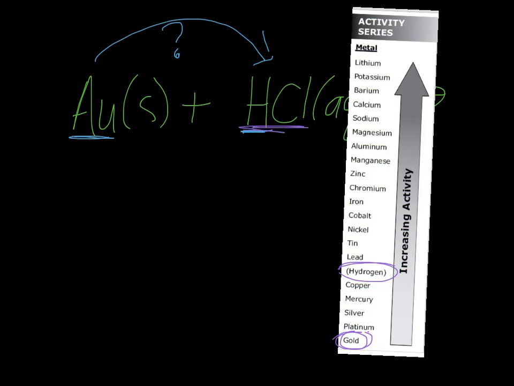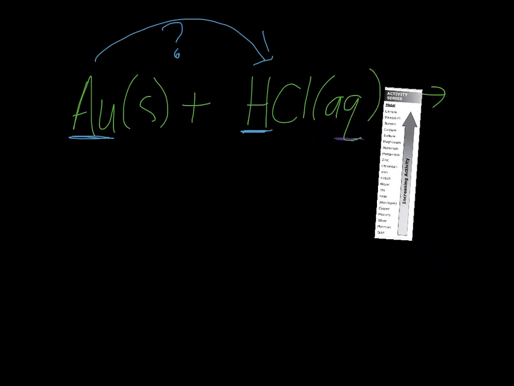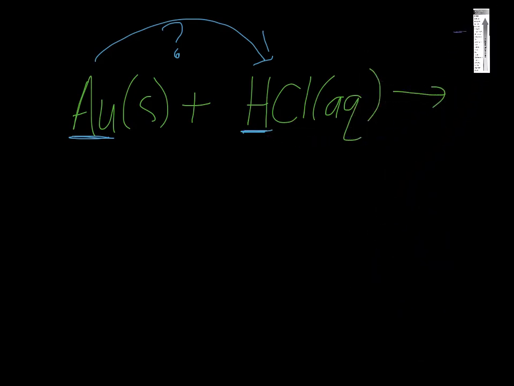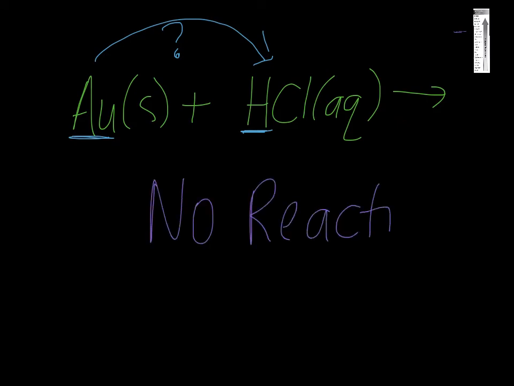And so what you're going to end up doing, these are going to be your favorite reactions, because if the single metal is not good enough to replace the other one, then that means you get to just write no reaction. And you can write that in shorthand if you want to and just write NR. The reason we get to write that is because gold is not more reactive than hydrogen, and so it's just going to remain the same.